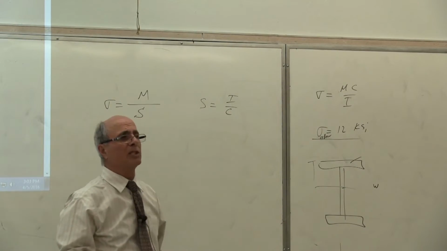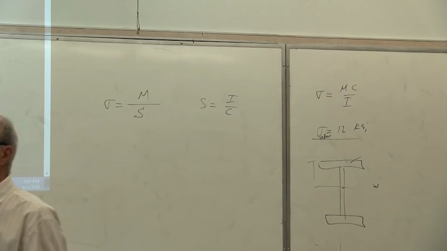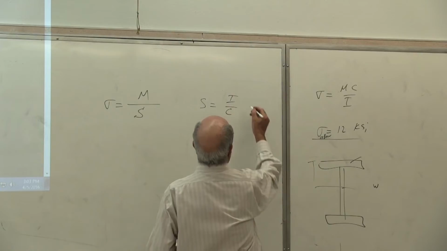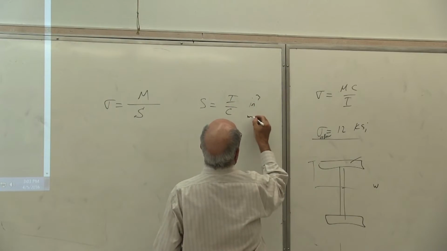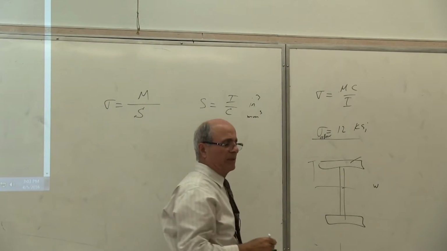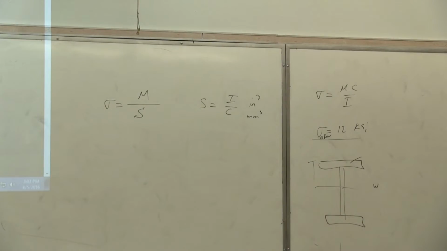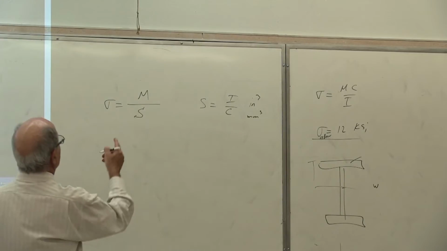Is that correct? So what's the unit of S? Come on, length to the power of 4 divided by length. So it is length to the power of 3. So it will be either in inch cubed or millimeter cubed. We rarely express it in meter cubed because this is the cross section. So there are tables in the back of the book with the S value given for each cross section. So all you have to do is calculate your S value here.